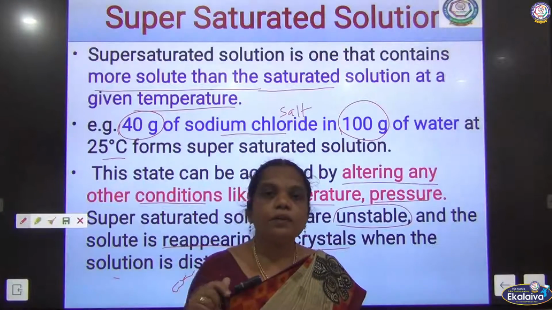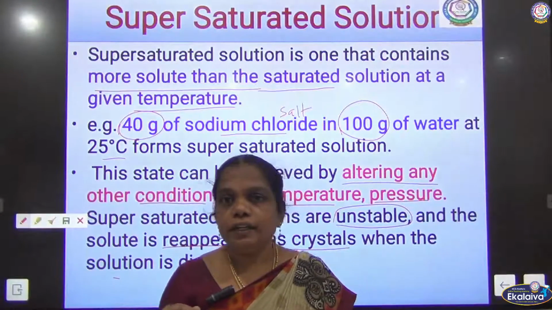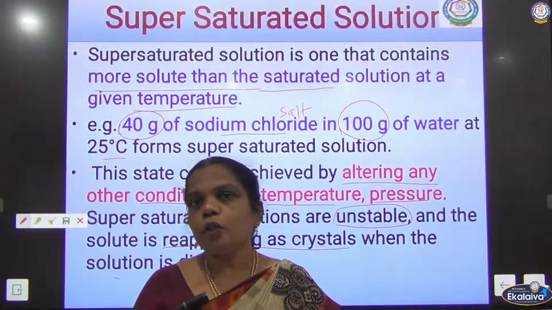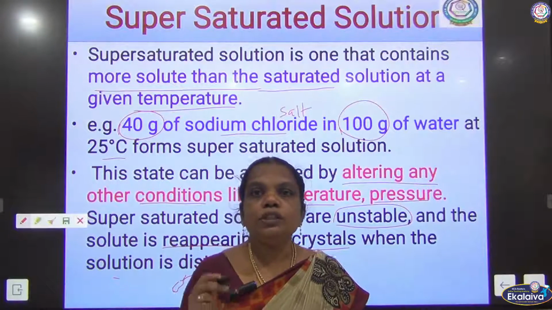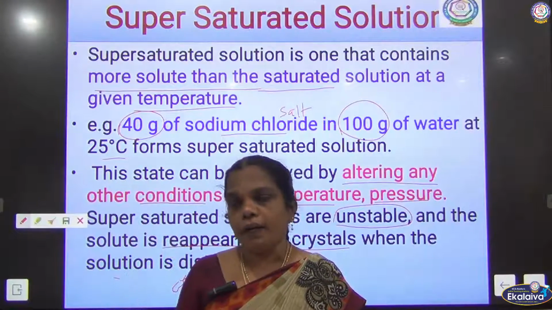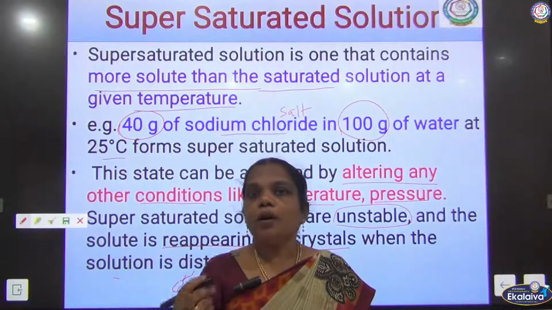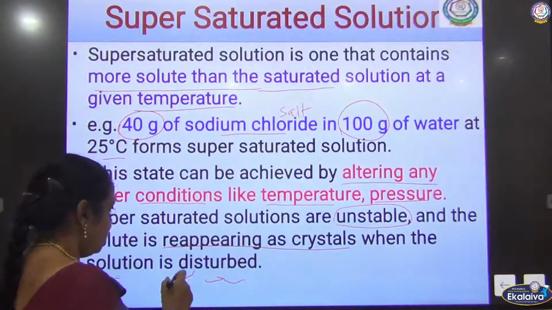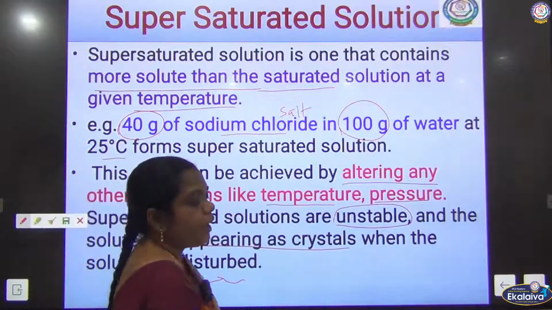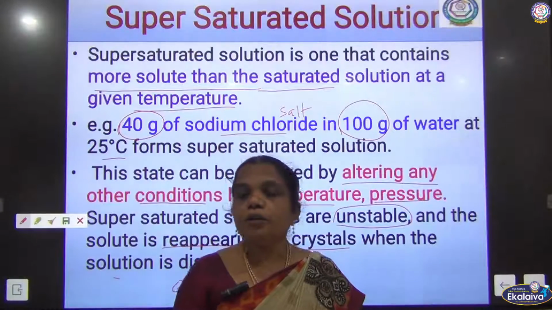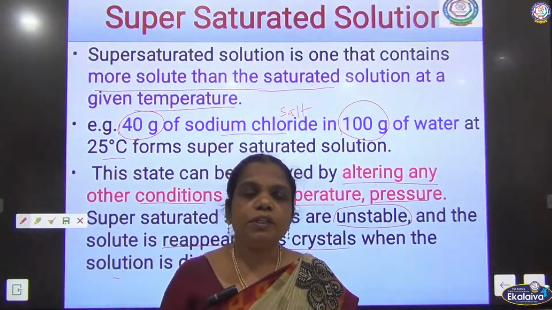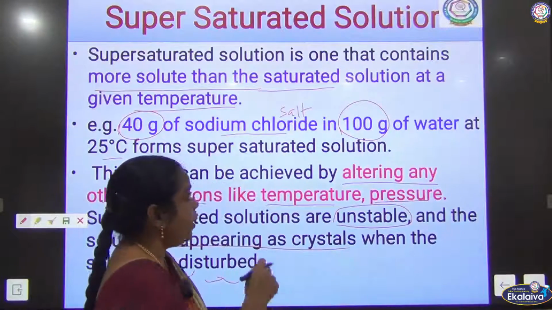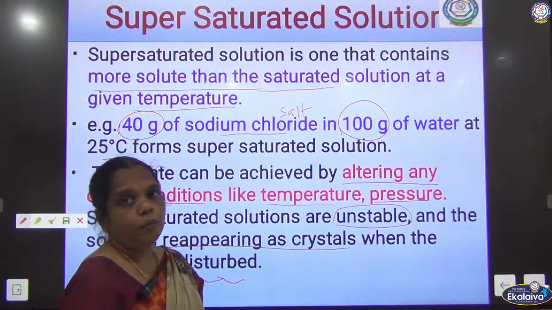So by making the solution supersaturated, it becomes an unstable solution. An unstable solution means it is a homogeneous mixture of two or more components, but here, by adding more and more solute to the saturated one, what happened? The solute particles reappear as crystals and we cannot find it as a homogeneous mixture, as a solution. So this is one of the things that happens at the supersaturation point.